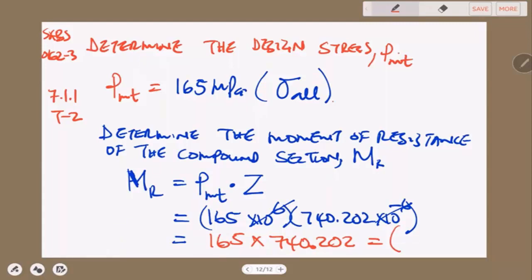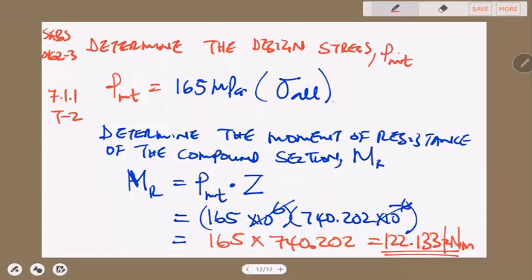I've got 122,000. Make it times 10 to the power 3. Then it's 122.1, which is equal to 122.133 kilonewton meters. So the maximum bending moment which can be resisted by that compound beam is 122.133 kilonewton meters.